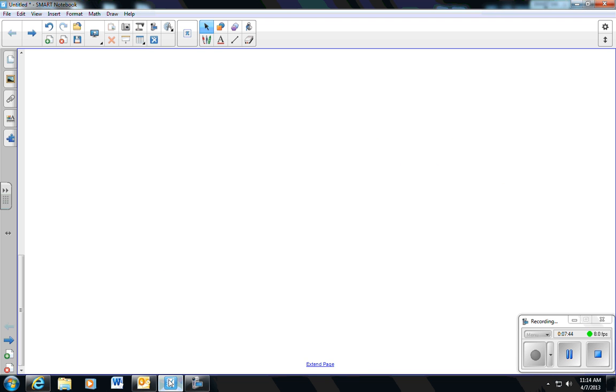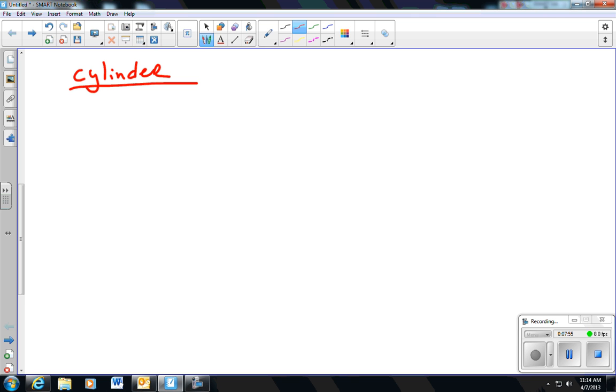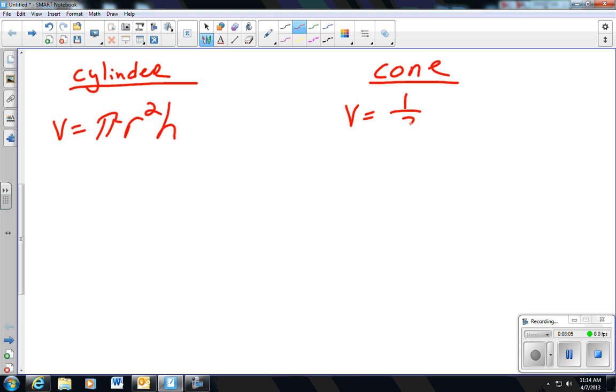Flip over to our writing over here. All right, and again, first step, write your formulas down. So the cylinder, the formula for the cylinder is volume equals pi times the radius squared times the height. For a cone, our formula is volume equals 1/3 times pi times the radius squared times the height. Now we plug in everything that we know.